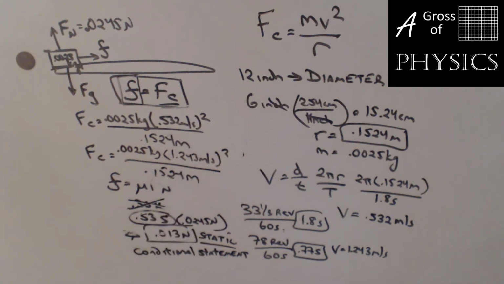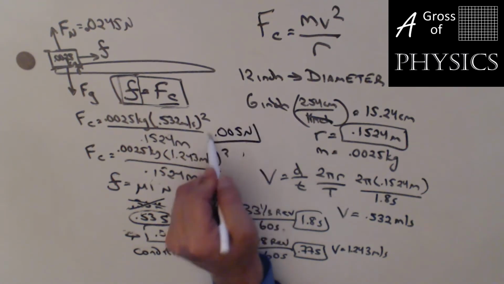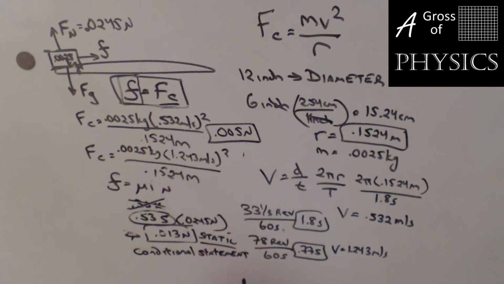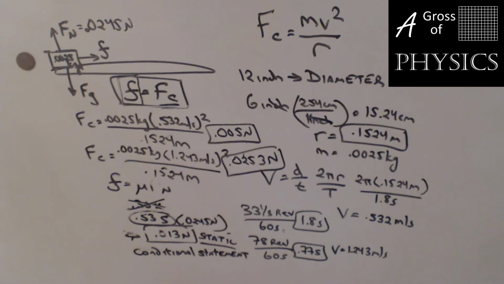All right, let's find the centripetal force for the 33 1/3. 0.0025 times 0.532 squared divided by 0.1524, and I'm getting 0.005, so 0.005 newtons here. And then for the other one, 0.0025 times 1.243 squared divided by 0.1524, I have 0.0253. 0.0253 newtons.